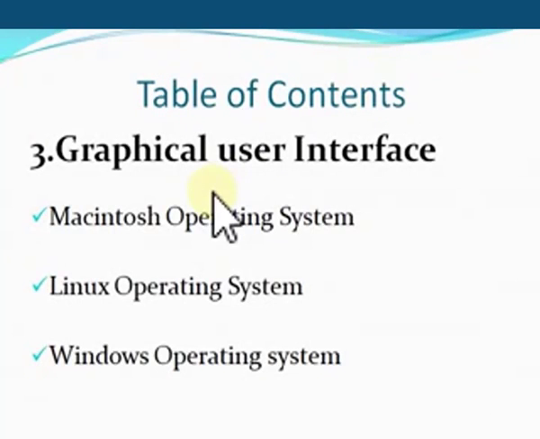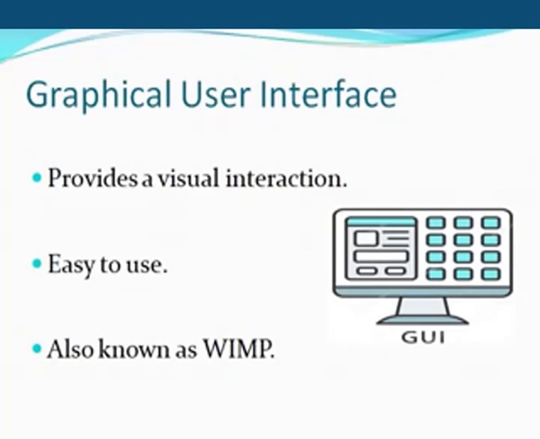The third type of interface is graphical user interface. It has three types: Macintosh operating system, Linux operating system, and Windows operating system. Visual interaction makes graphical user interface easy to use. It provides a user-friendly environment to the user. It is also known as WIMP.